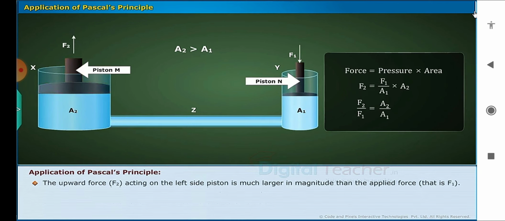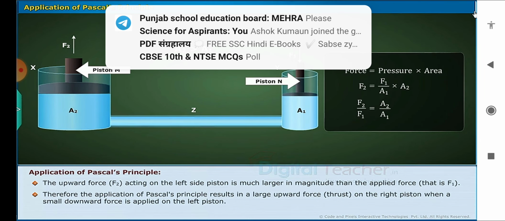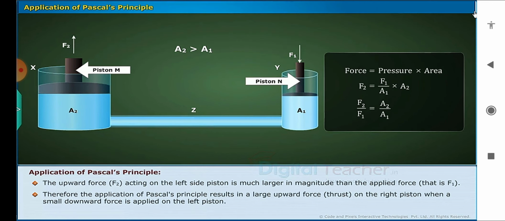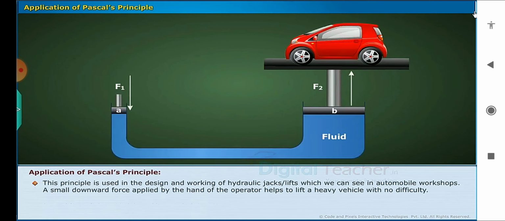The upward force F2 acting on the left side piston is much larger in magnitude than the applied force, that is F1. Therefore, the application of Pascal's principle results in a large upward thrust on the piston when a small downward force is applied on the other piston. This principle is used in the design and working of hydraulic jacks or lifts, which we can see in automobile workshops. A small downward force applied by the hand of the operator helps to lift a heavy vehicle with no difficulty.